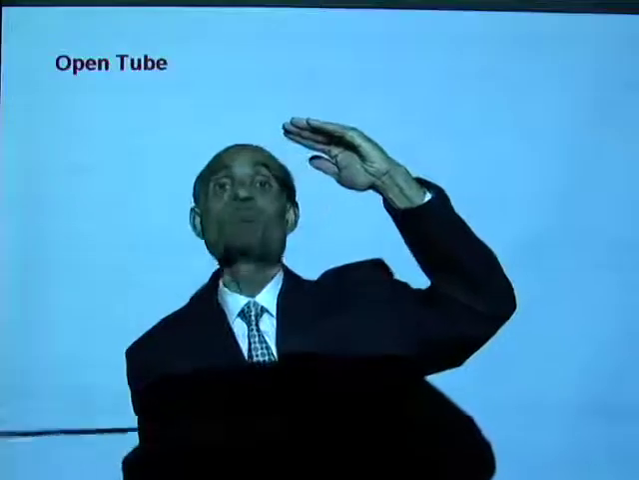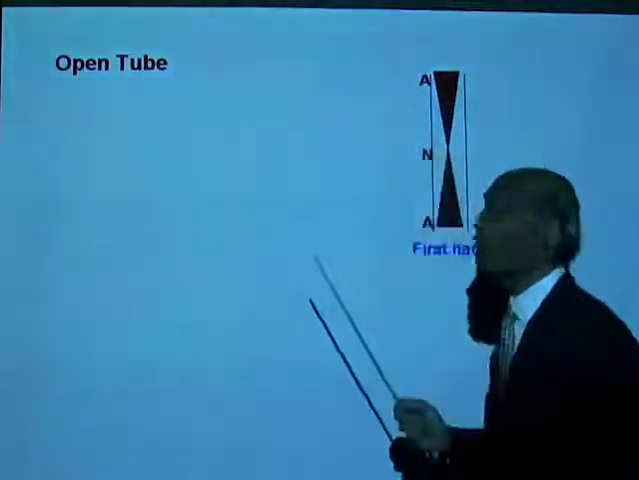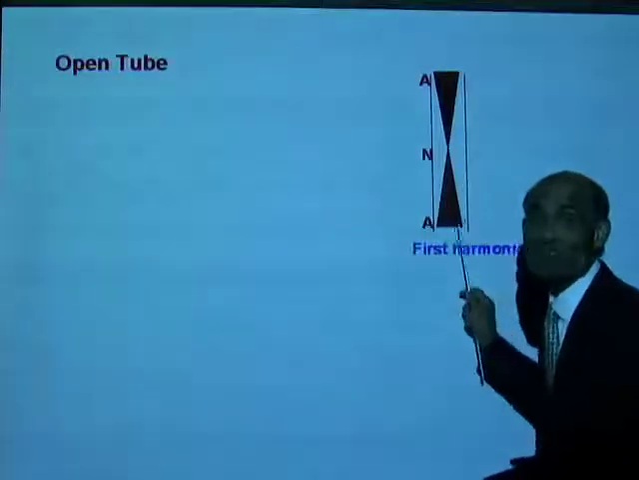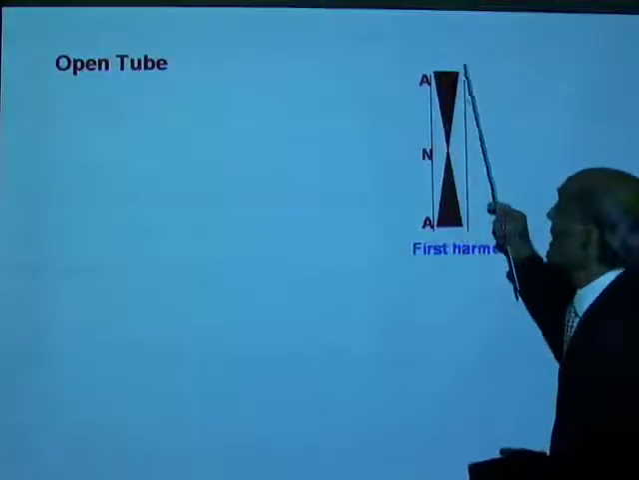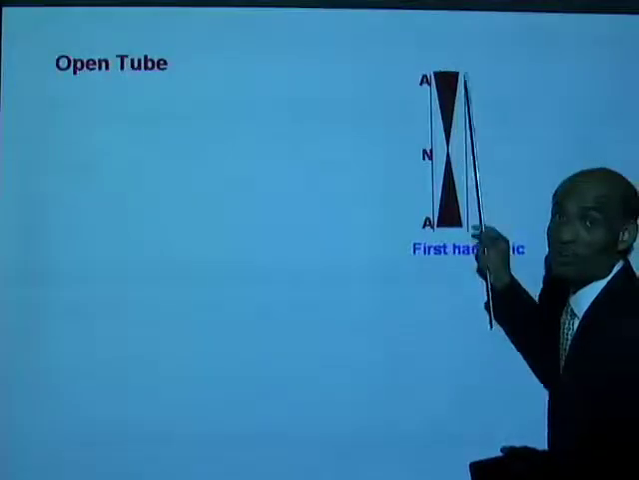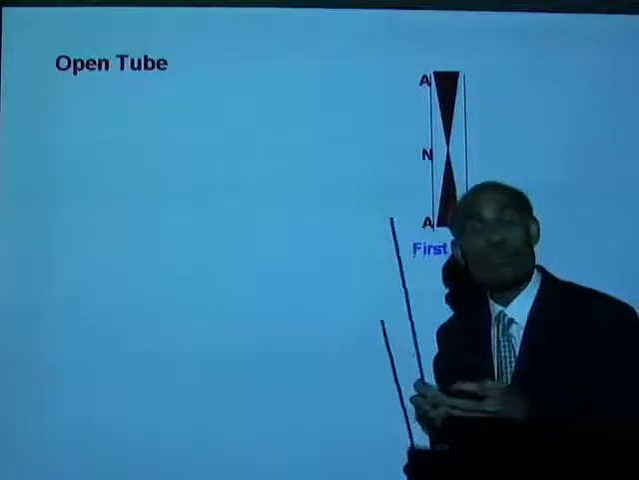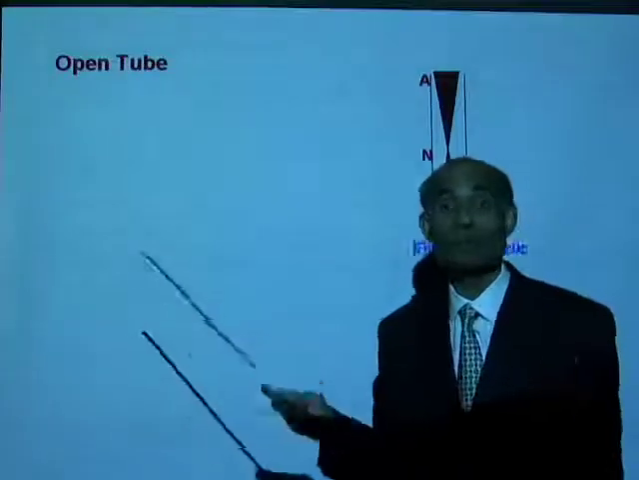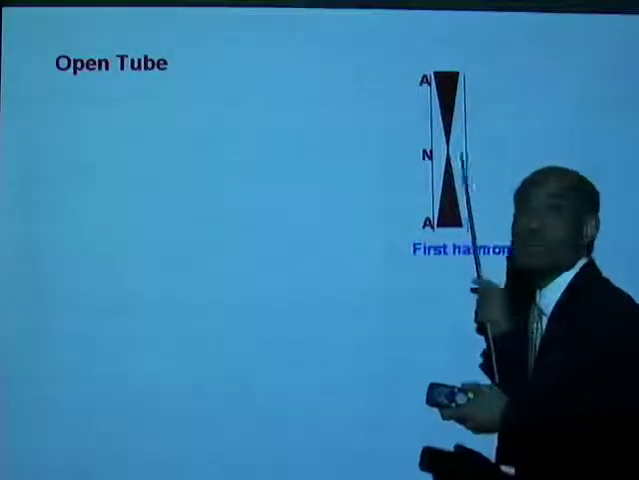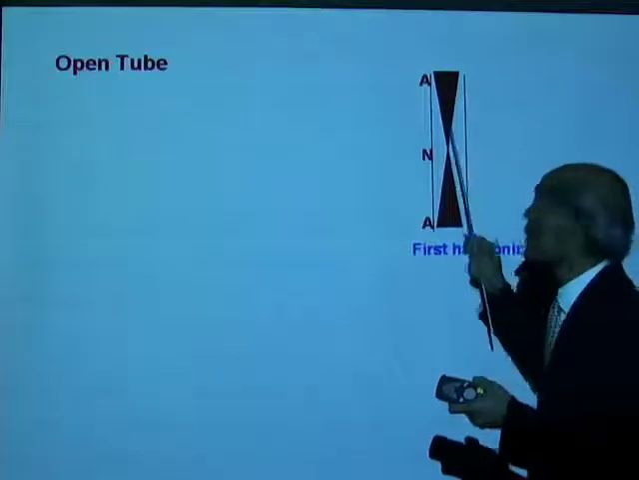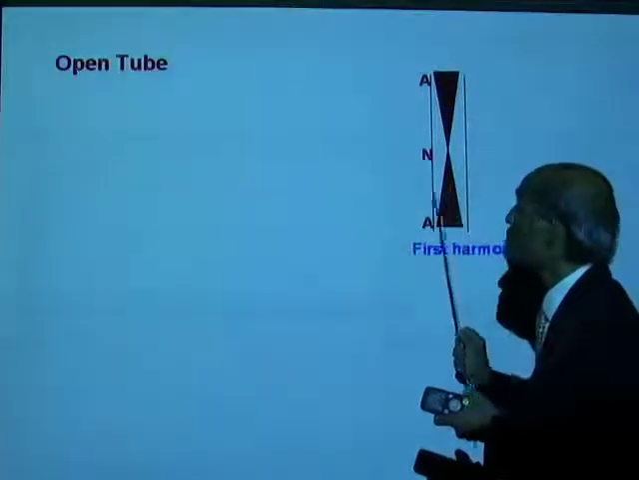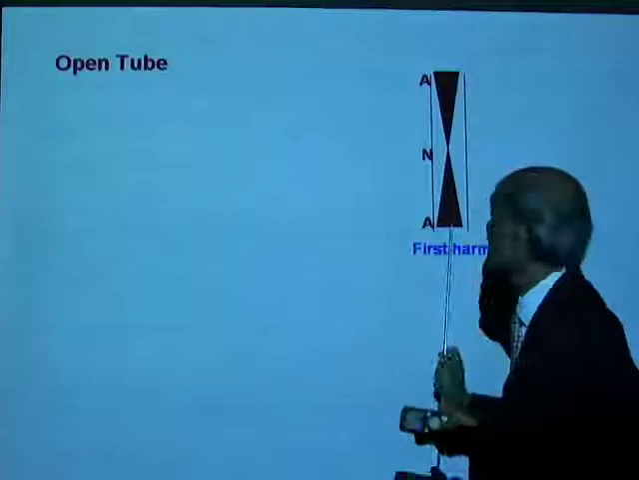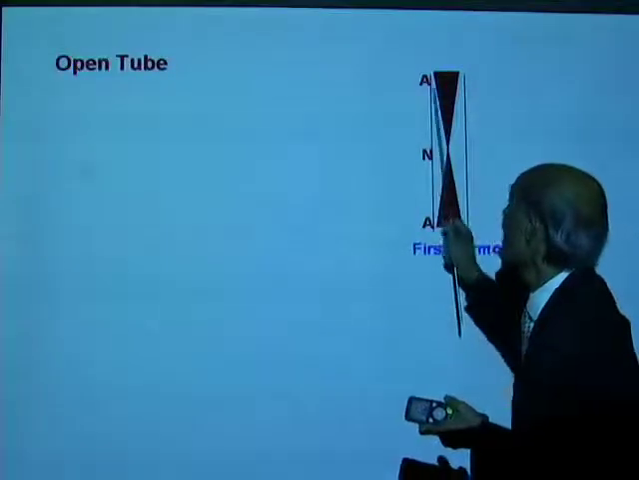What is an open tube? An open tube, by definition, is open at both ends. So, if the tube is open at both ends, look at the fundamental mode of vibration. An antinode has to be at both open ends. An open end cannot have a node. That means a node has to be at the middle. So the fundamental mode of vibration in an open tube has an antinode, a node, and an antinode.